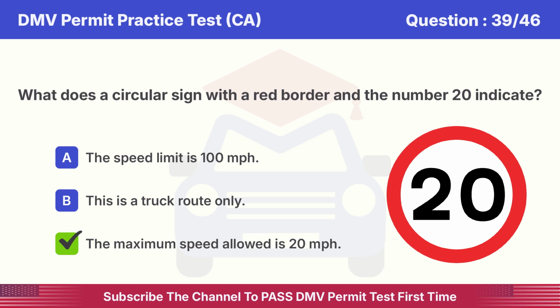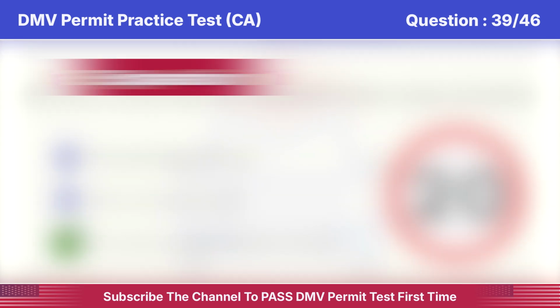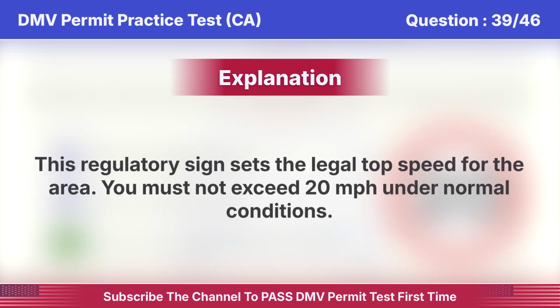Answer is C. The maximum speed allowed is 20 miles per hour. This regulatory sign sets the legal top speed for the area. You must not exceed 20 miles per hour under normal conditions.